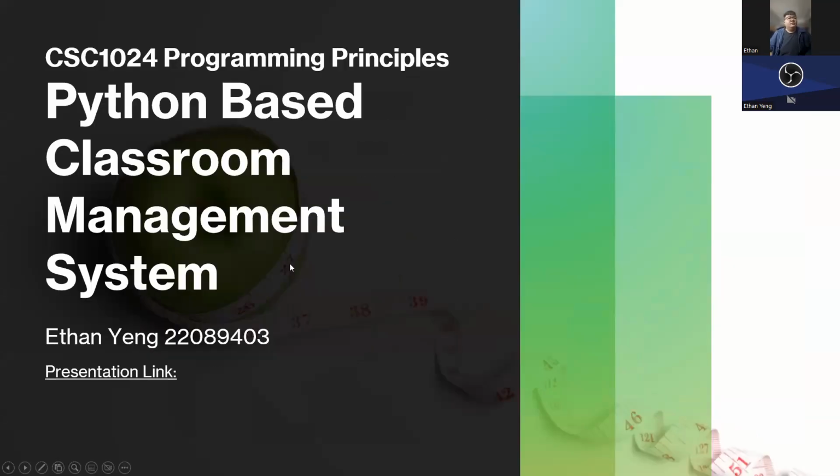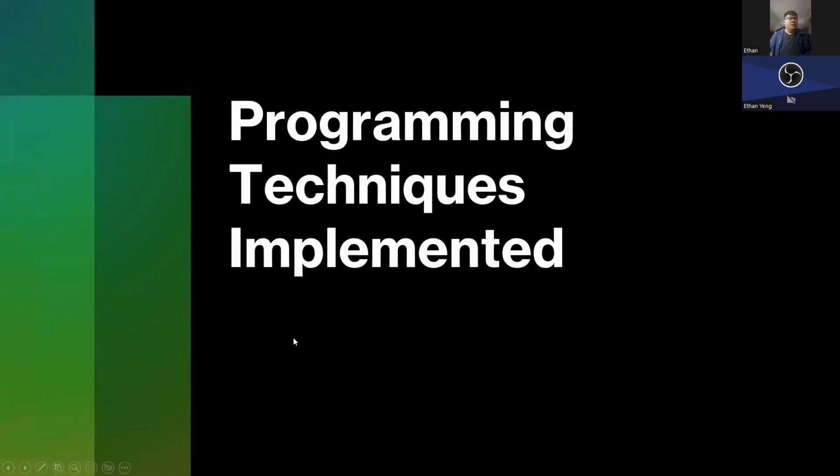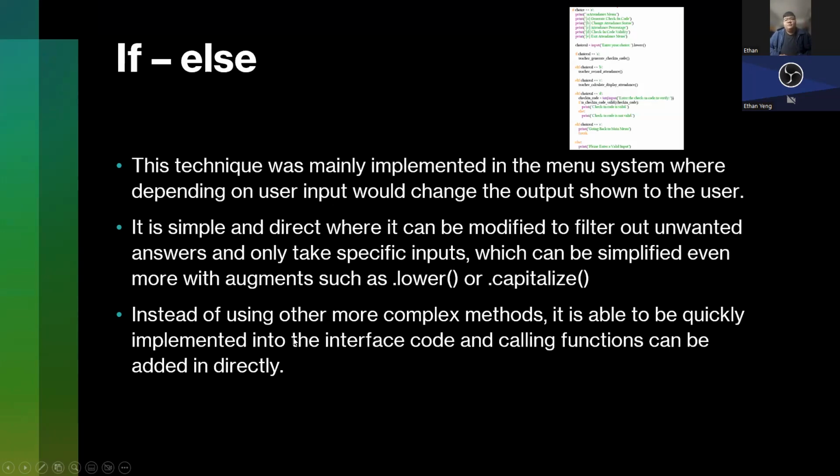So this is my slides. The point of this management system is to achieve a fully functioning classroom management system with login functions to display separate screens for each user. Some programming techniques implemented would be something such as if else. It was mainly used in the interface screen where people could choose their inputs and then it would display this. If else was used mainly because of its simplicity, it was easy to execute, which was able to save us time.